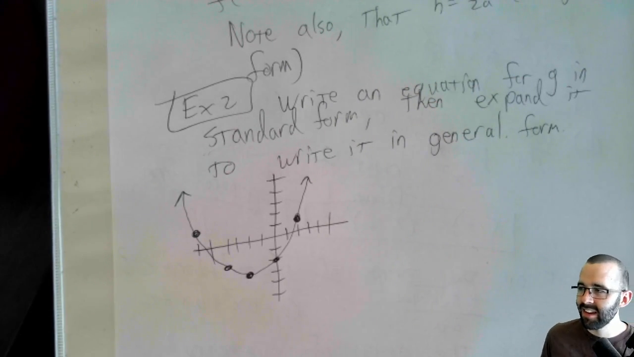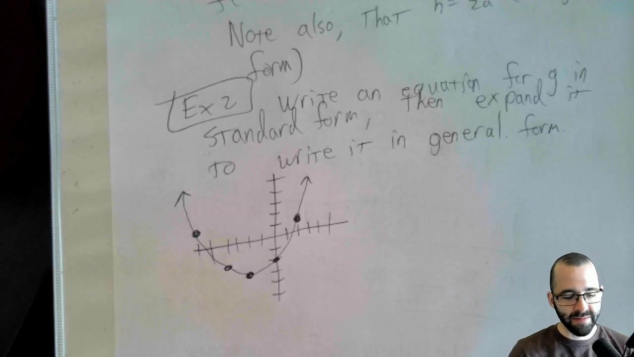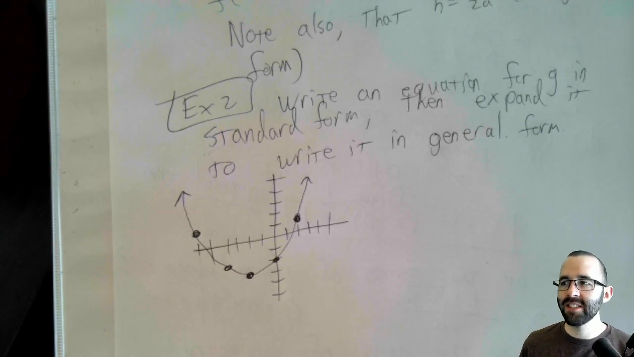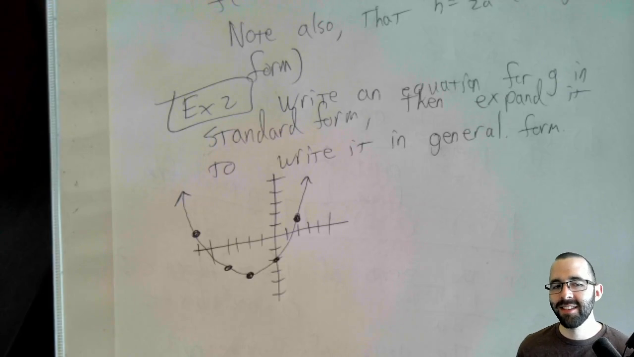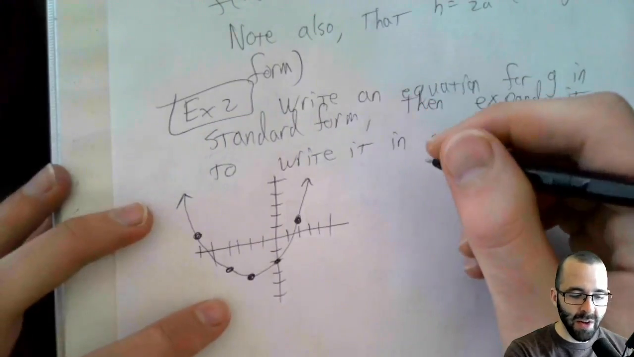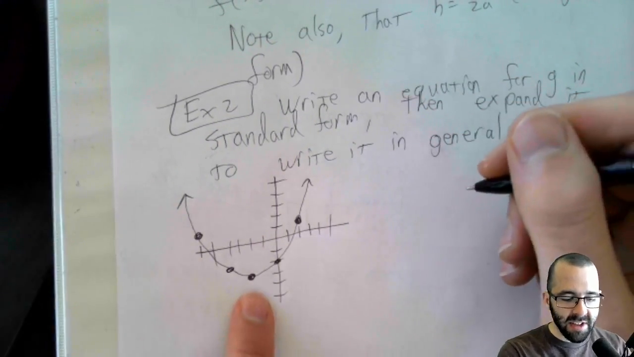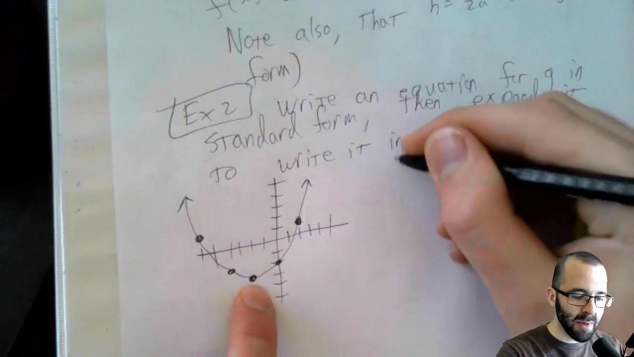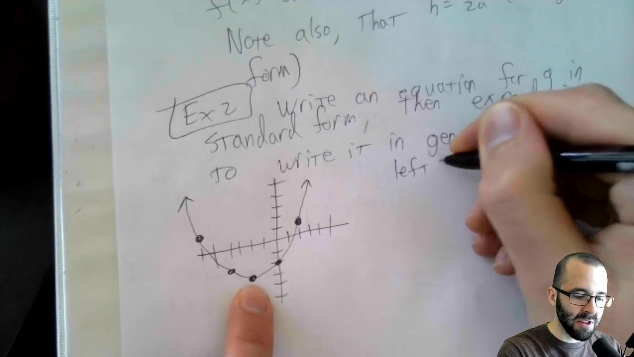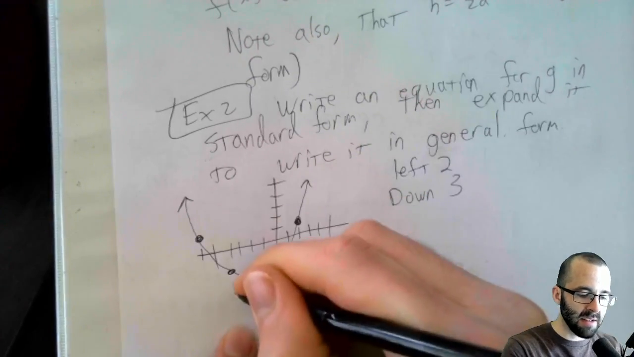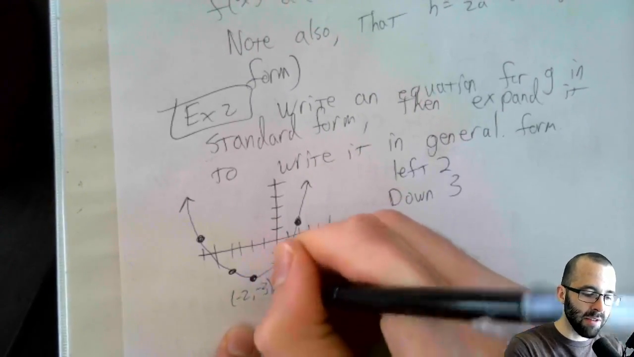All right, so let's see what we have right here. We need to identify what function transformations were done to this. So we start with the vertex. Vertex is good for finding your shifts. Function transformations says we're going left 2 and down 3 because the vertex is at the point (-2, -3).